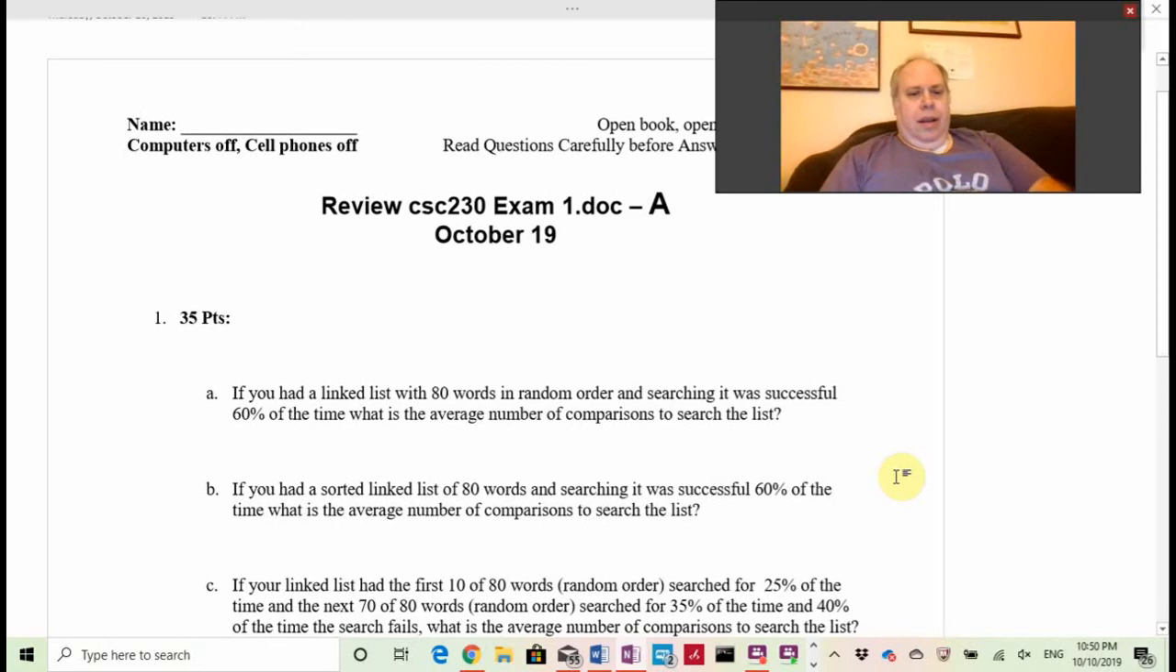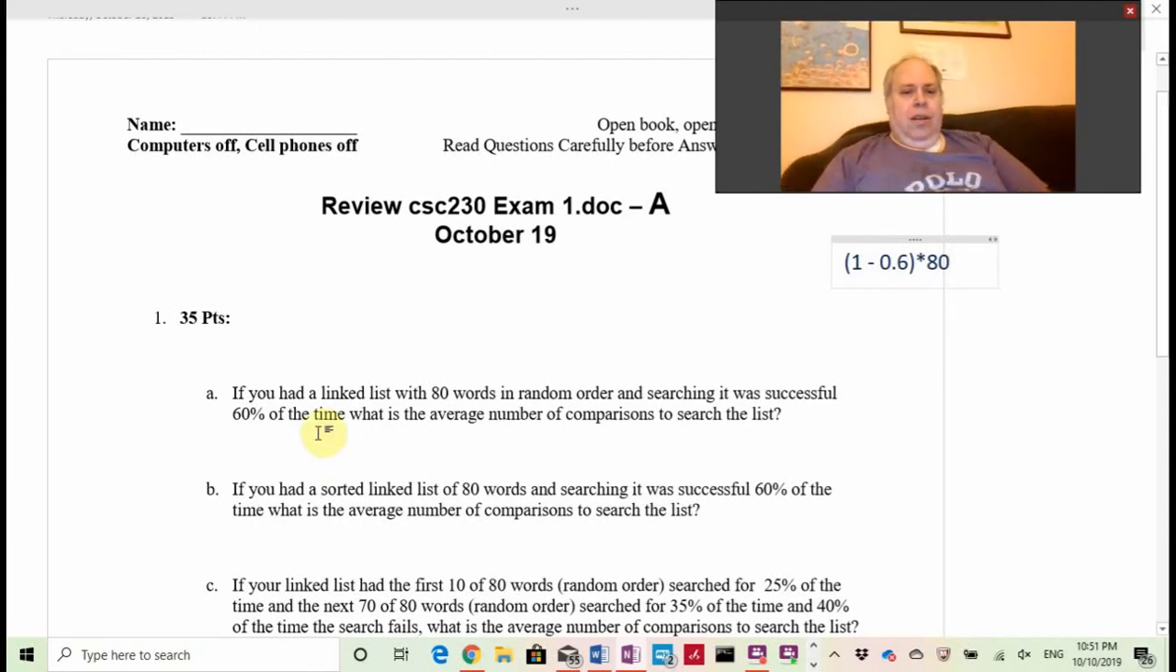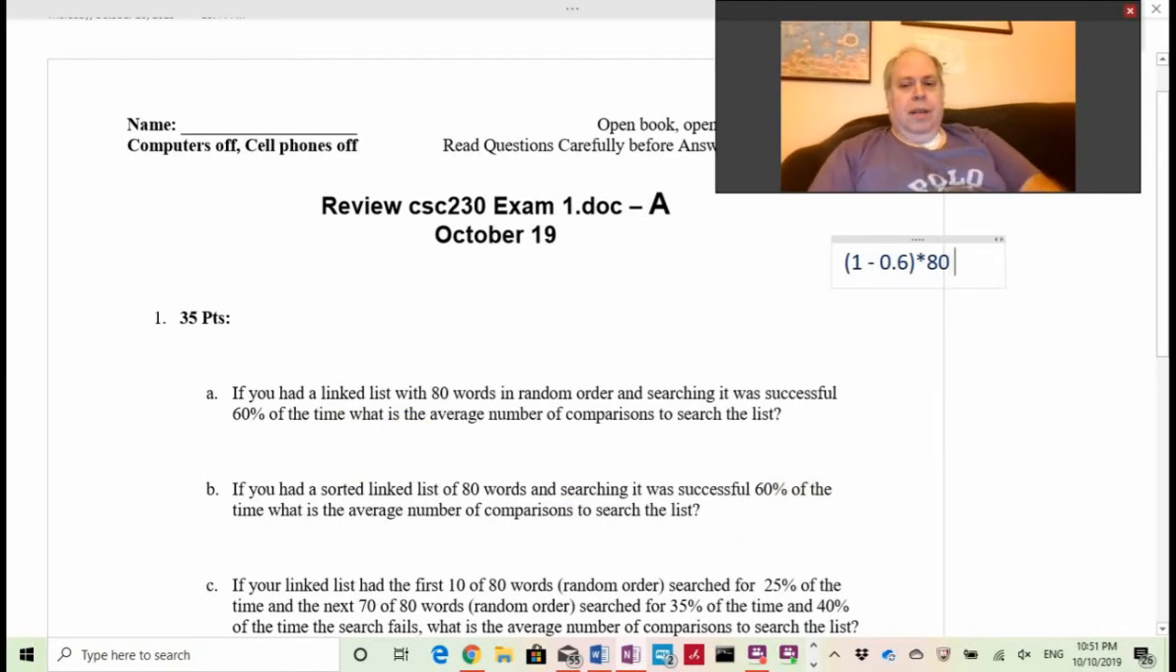40% of the time, if the word is not in the list, you have to search the whole list to discover that. So we're going to have 0.4 times 80, or we can say 1 minus 0.6 times 80. Those are the words not in the list. You have to search the whole list to discover that. That's going to be different with the sorted list.